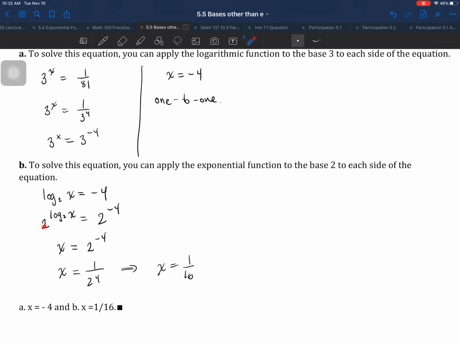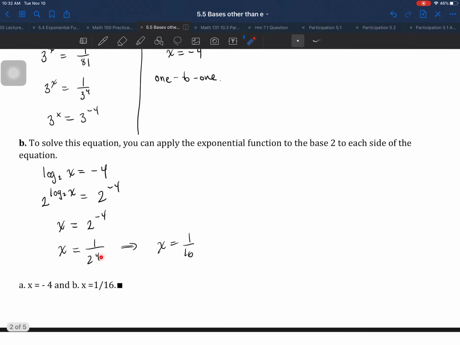So this is 2 to the power of logarithm base 2 of x equals 2 to the power of -4. Since the bases are the same, the powers are the same. But by doing this, remember that these will undo each other. So therefore that will give us x. This will give us 2 to -4, which is 1 over 2 to the 4. Let me rewrite that. There you go. And that's 2 to the 4, which is 16, so 1 over 16.